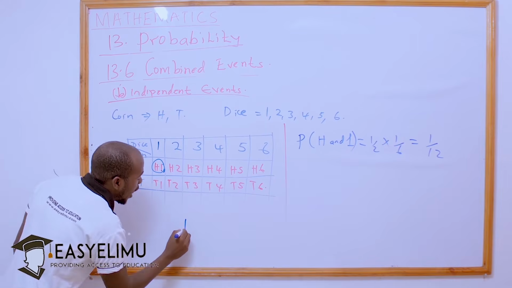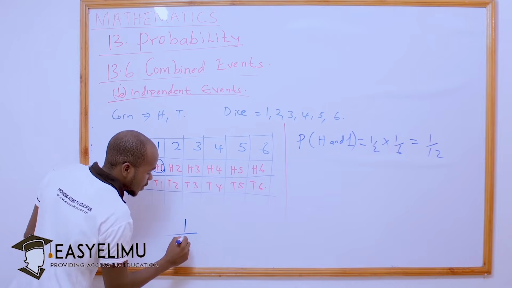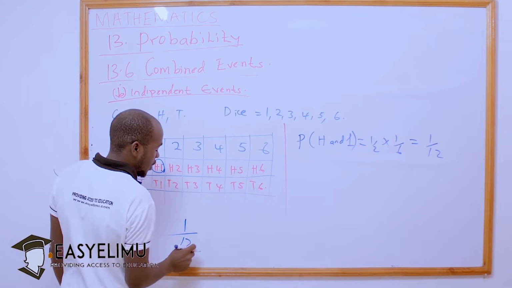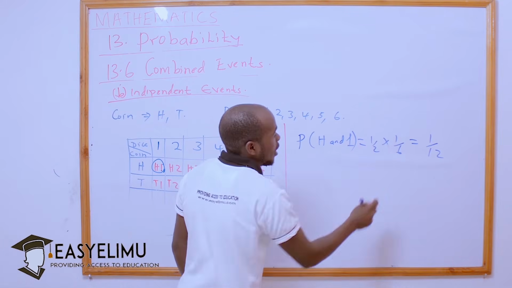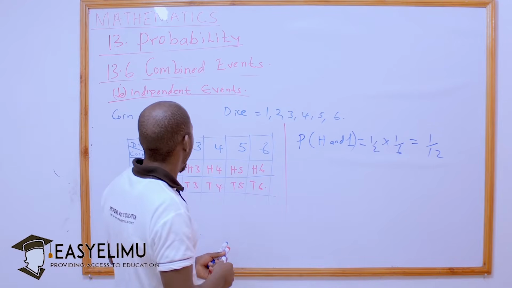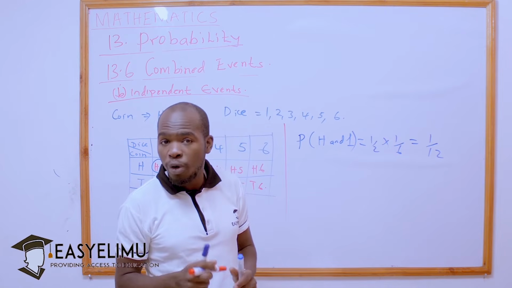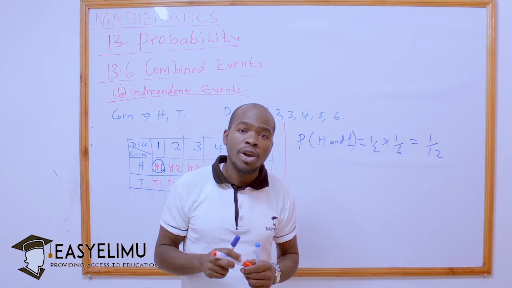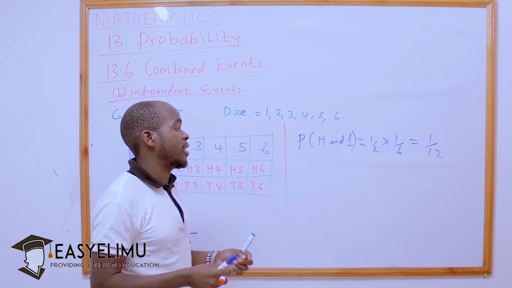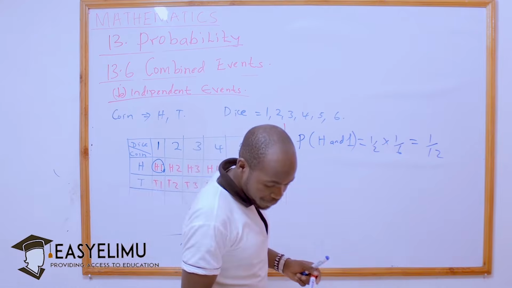So it will be 1 out of the total sample space we have in here, which is 12. If you count all of this, it is 12, which is the same as calculating. So we can find out that the probability of two independent events occurring together is the product of the individual probability of each event, as we have found out. So we shall see some of the examples here.